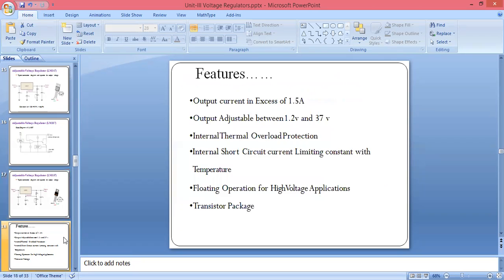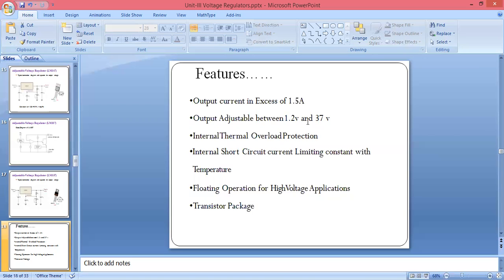If you see the features, you can see here. The output current will be in excess of 1.5 ampere. Here we can adjust the output by using the LM317. You will get 1.2 volt to 37 volt, and by using the LM337 you will get an output voltage that will be variable or adjustable between minus 1.2 to minus 37 volt.